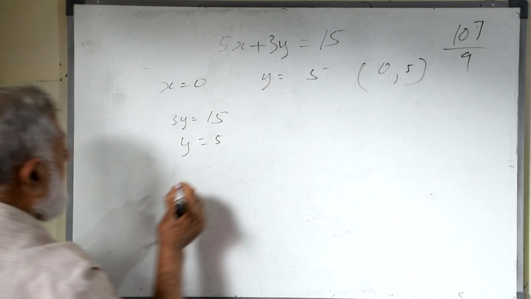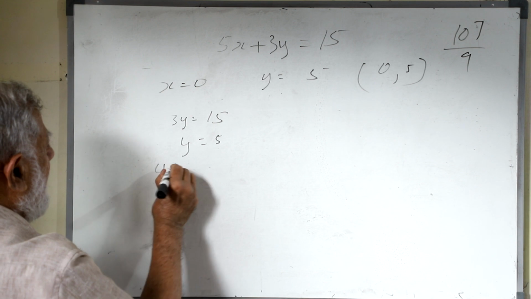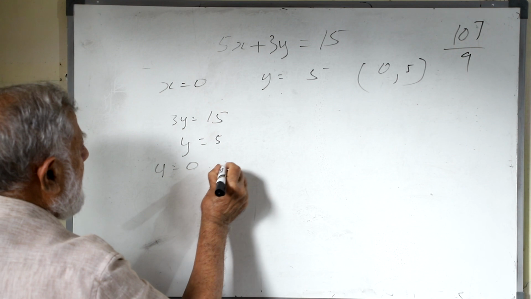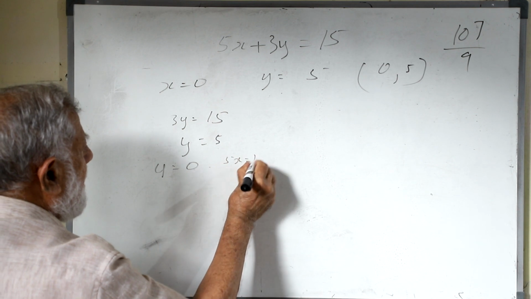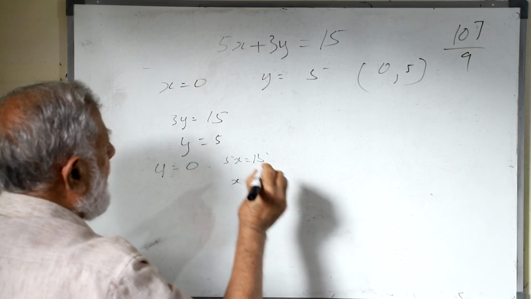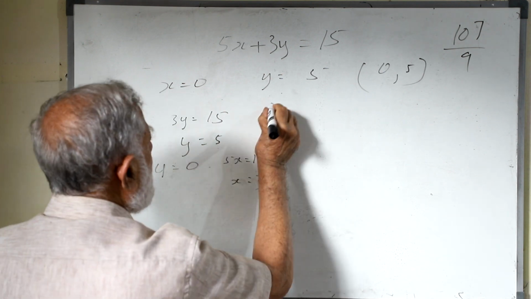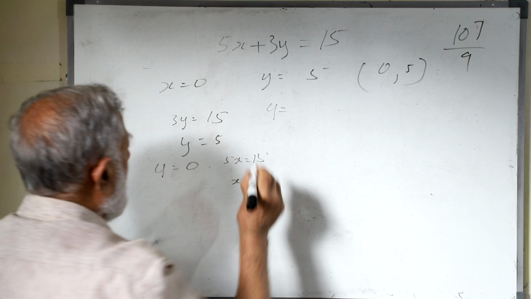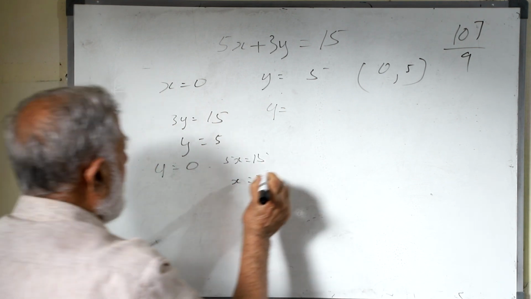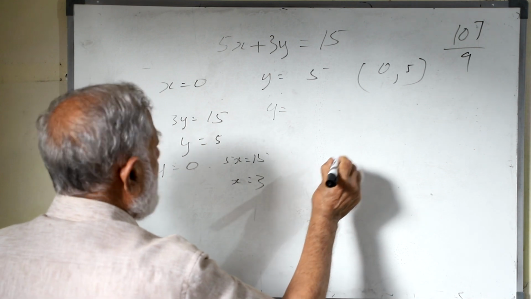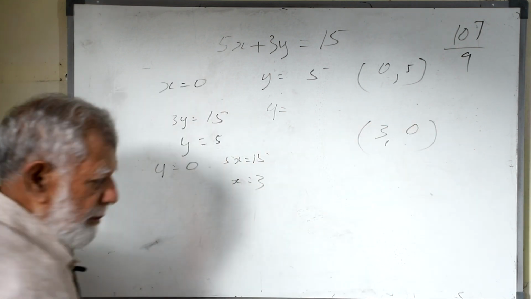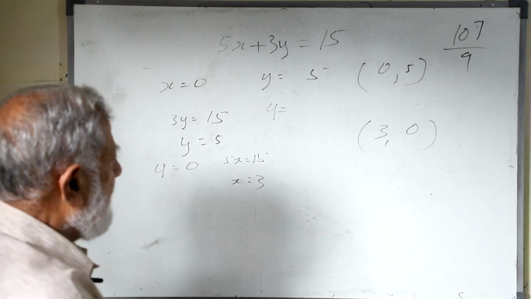So when y is equal to 0, 5x equals 15 and x is equal to 3. So when y is equal to 0, x equals 3. Therefore the point is 3, 0. So we have got the 2 points. Now we draw the graph easily.